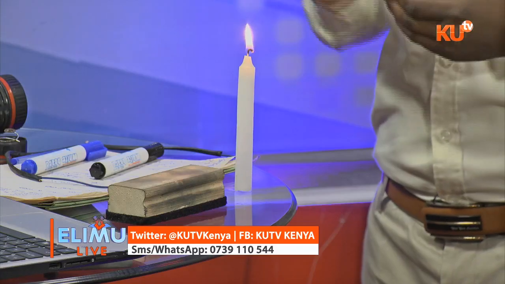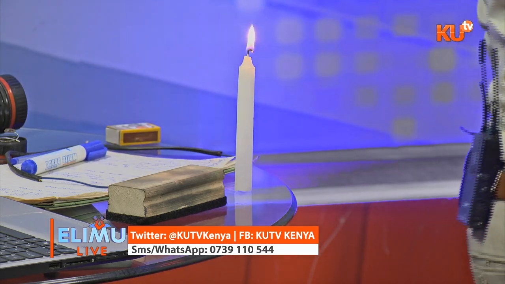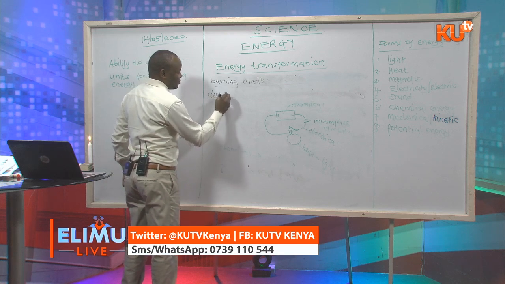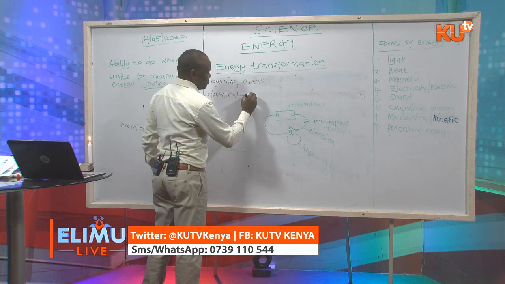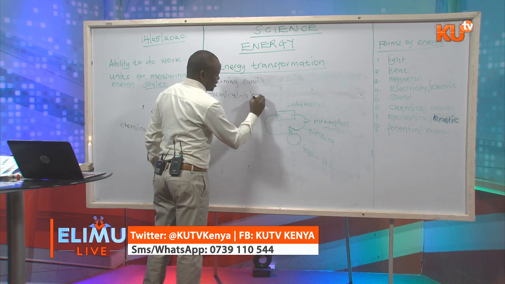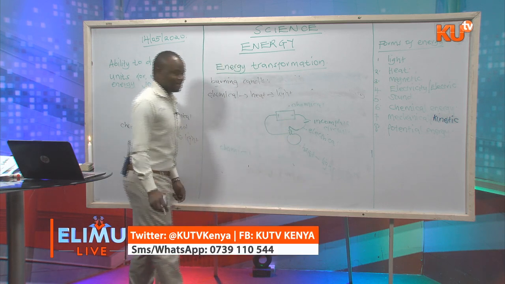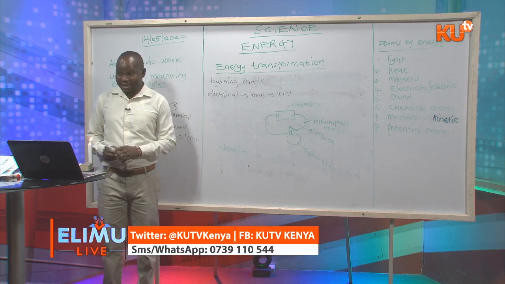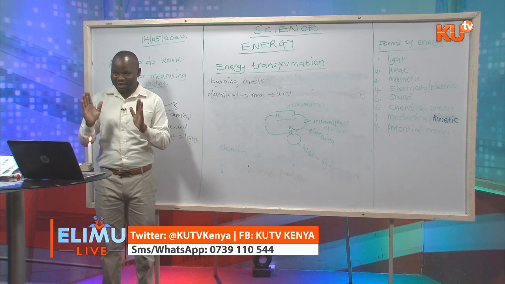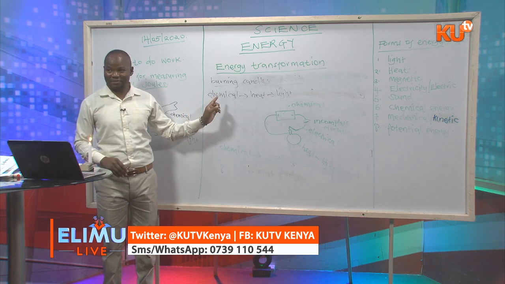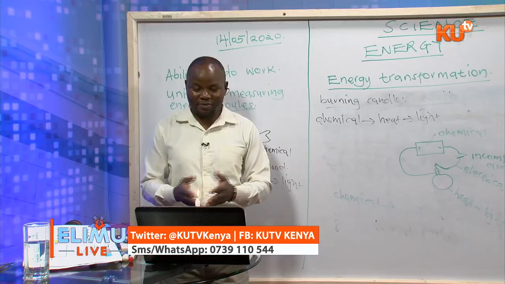Striking a matchbox, and also lighting. There are two energy transformations here. So let us see here. This is a candle. We'll start with the chemical energy. Then we go to heat energy. Then you go to light energy. That is energy transformation in a burning candle. When a candle burns, that is the energy transformation that you are supposed to observe. Chemical, heat, and light. You can be able to see.